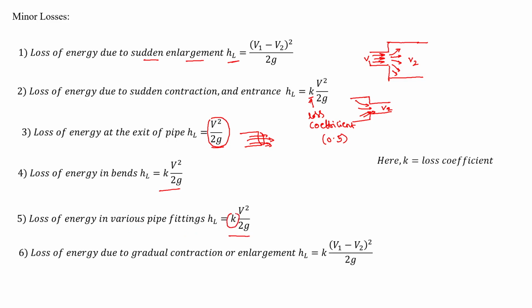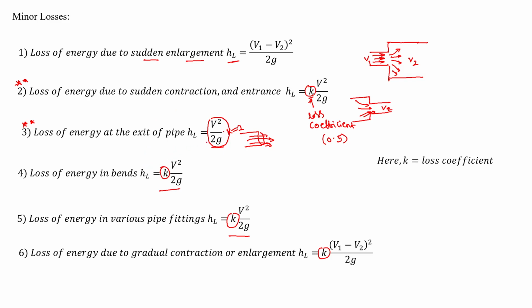Here k represents the loss coefficient, which varies from loss to loss. In the case of sudden contraction and entrance, it is 0.5. For the exit of the pipe it will be 1, so if I want to put k, I can keep k as 1. For energy loss in bends we have some loss coefficient, and similarly various pipe fittings will have different coefficients. For each type of phenomenon, we have a different kind of loss coefficient. So the main important formulas are these: loss of energy due to sudden contraction and entrance, as well as the exit of the pipe.